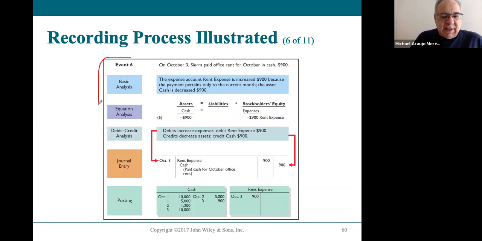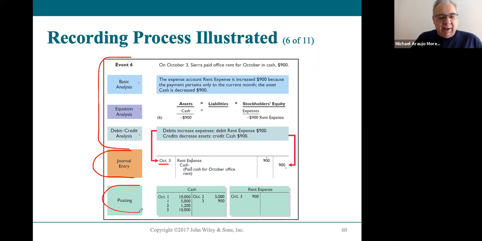Event number 6, these are all important to study. Look at all the work you've done so far in this chapter. Look at all the analysis we did in objectives 1 and 2, which is why I spent the whole week on it. I think that's really where a lot of the work is here. If you understand the analysis, the rest of this is going to make sense. Then we put it into our journal. So October the 3rd, we had a debit to rent expense. We had a credit to cash for $900.